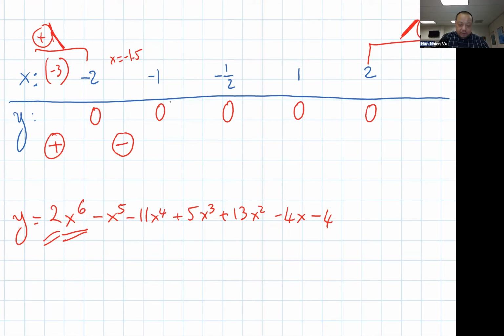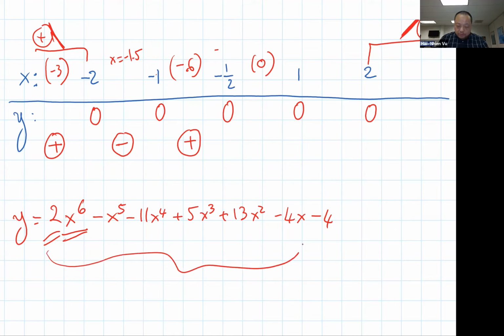We already have this interval. So this next interval between x equals -1 and x equals -1/2, we can test something like -0.6 and plug it in, we get 0.745, which is a positive number. Between -1/2 and 1, we can test for the number 0. Always pick an easy number when you can. When you put in x equals 0, all of this is just 0. So you have -4, so that's negative.